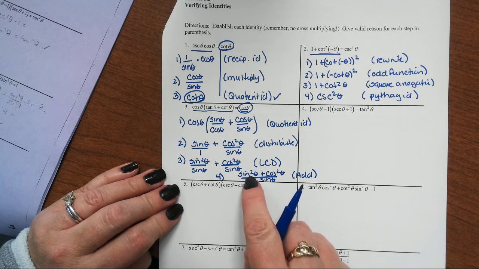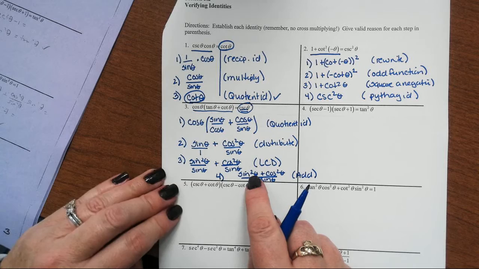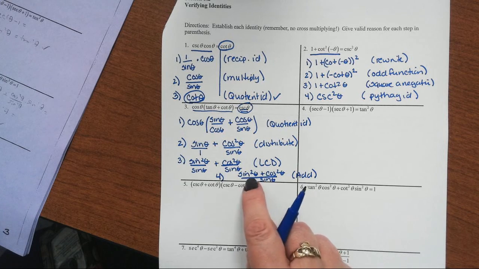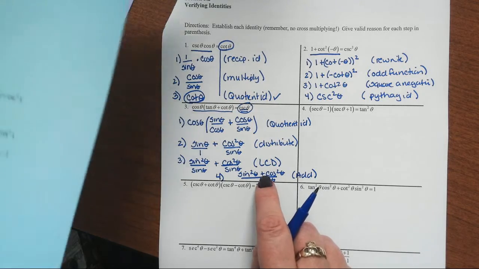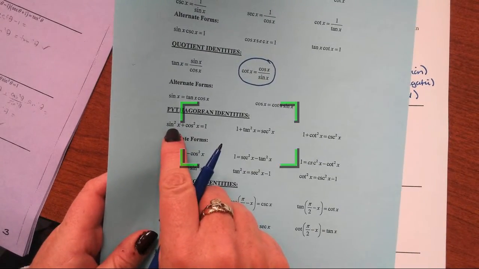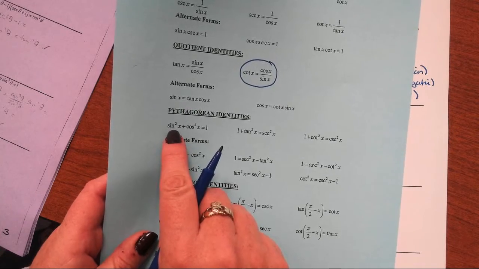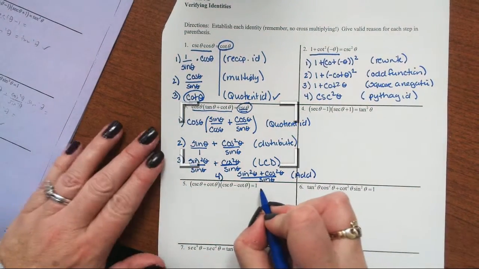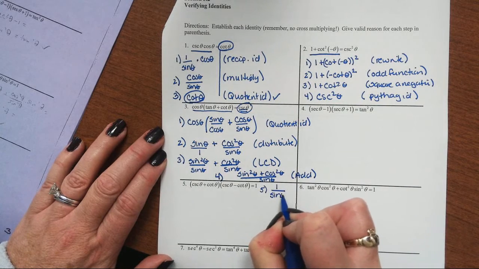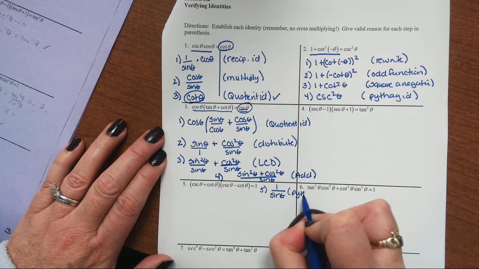So if you look in your numerator, you have a sine squared plus cosine squared. Again, if you go back to your blue sheet, anytime you see two trig functions squared added together, go to your Pythagorean identities and notice what sine squared plus cosine squared is equal to. That is equal to 1. So I can rewrite the numerator as 1 over sine theta. And this is by your Pythagorean identities.